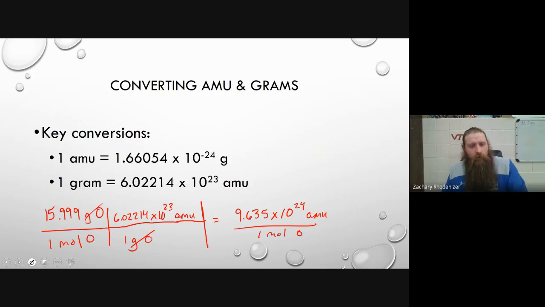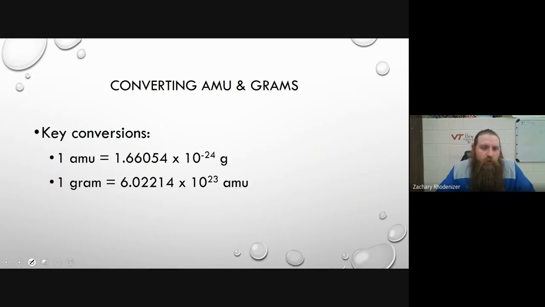But now you know that is the difference between AMUs and grams. Now you know where they come from. Now you know how we use them. We'll see them a couple times in AP Chem, but again, you don't need to memorize these two conversions. Just keep them in your brain, all right?